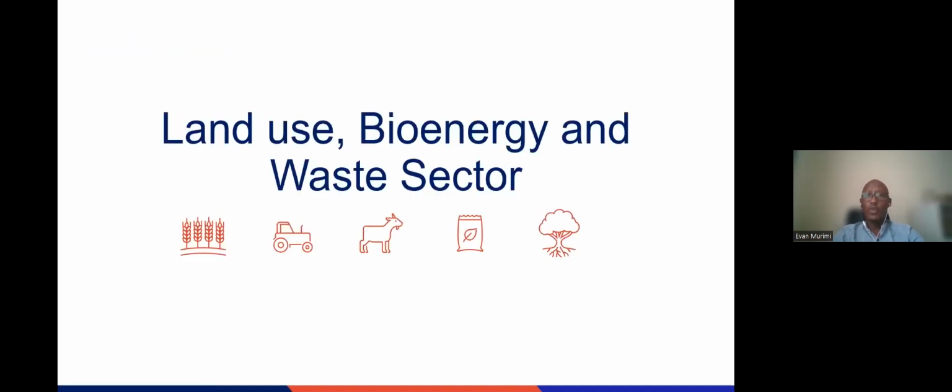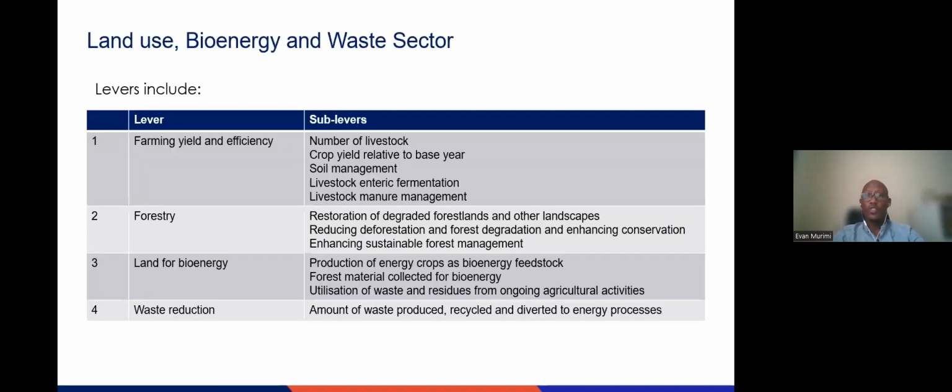On to the next sector. This was on land use, bioenergy, and waste sector. So this was mainly concerned with how we use our land. For instance, we had the lever on farming yield efficiency, where you are looking at how we can improve the efficiency of what we are doing with our farms, things like livestock as well as crop management. Then the next one was on forestry. Can we increase our forest cover? And of course, there is competition. We can't have the forest cover go beyond a certain level because we still have to take care of human needs. So can we reduce deforestation?